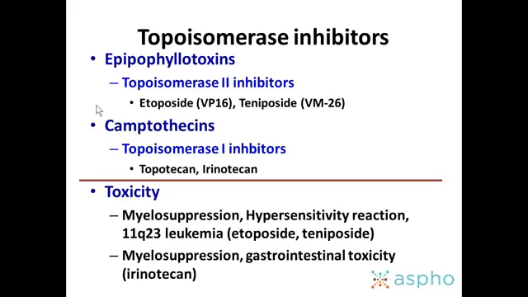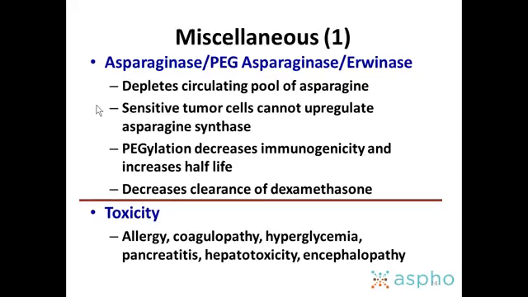And in the case of irinotecan, depending on the schedule and the dose, myelosuppression and gastrointestinal toxicity are predominant. So moving on to other drugs which are really not classified into broad chemotherapy agents, one of the most common ones is asparaginase, or PEG asparaginase, or Erwinase. This drug acts by depleting the circulating pool of asparagine, and sensitive cells really cannot upregulate asparagine synthase, which is required for the synthesis of the amino acid, and therefore it's not available for protein synthesis.